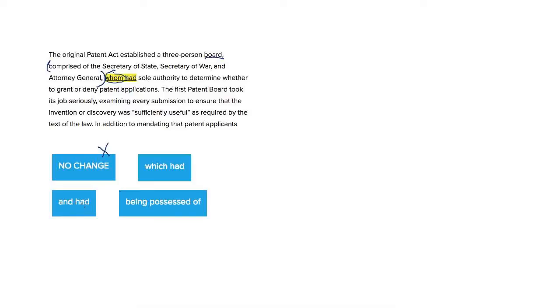But what about and had? Well, if we say and had here, it makes it seem like the Patent Act is what had sole authority, and we've already said that it's the board. So let's rule out that. Being possessed of makes this sentence really wordy, and also would make it seem like we're talking about just the Attorney General. It just would make the sentence very confusing in general, so that's not a good choice either. You always want to try to pick an answer choice that's going to be clear and concise and not create unnecessary confusion. So that leaves us with which had as our final answer.